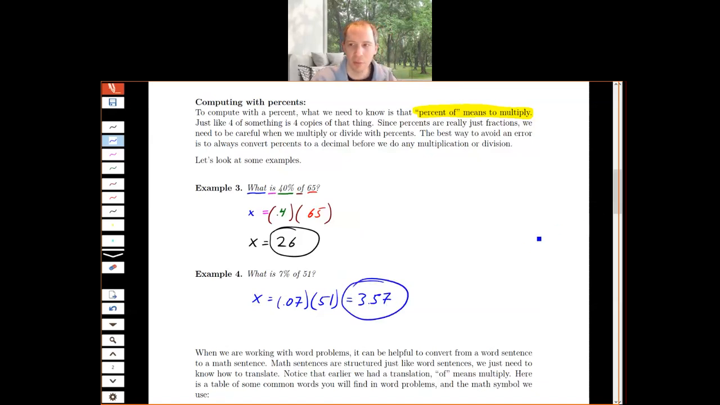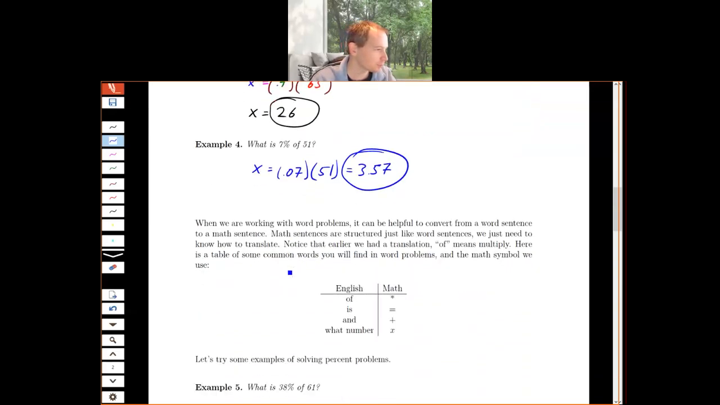Okay. Now, you might look at this and be like, well, I just know it's multiply. Can I just do that instead of converting over? Yeah, if you see percent of and you just want to multiply them straight away and not write out a math sentence, that's fine. What I'm trying to do, though, is give you a structure so that if you have a confusing problem, you know how to set it up in a way that will allow you to unconfuse it.